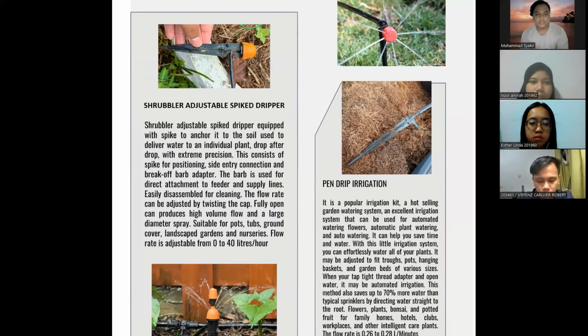It is easily disassembled for cleaning. The flow rate can be adjusted by twisting the cap. Fully open can produce high volume flow and a large diameter spray. It is also suitable for pots, tubes, ground cover, landscape gardens, and nurseries. On this nozzle, the flow rate is adjustable from 0 to 40 liters per hour.